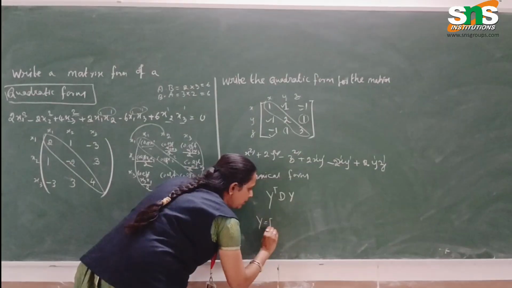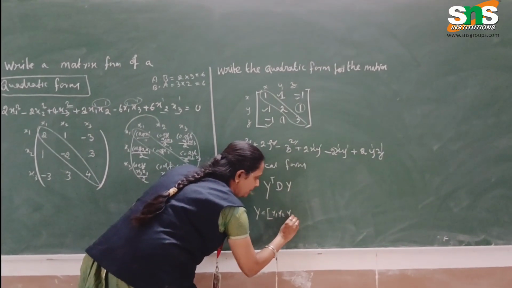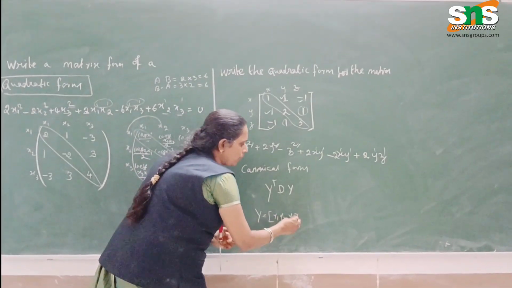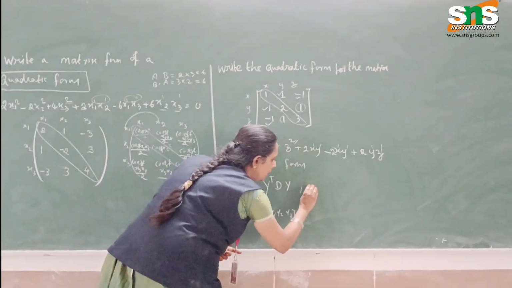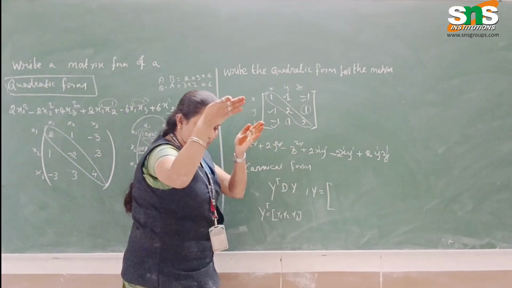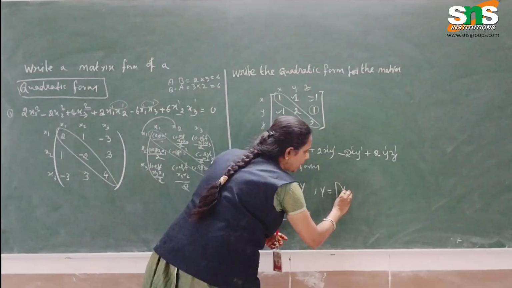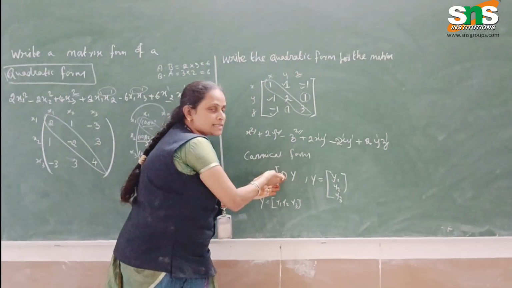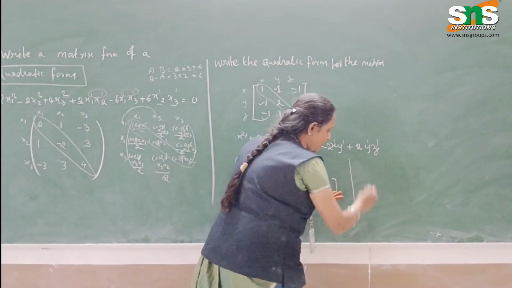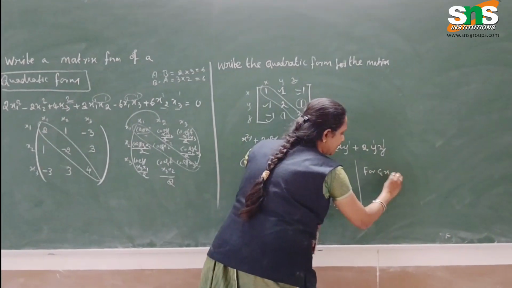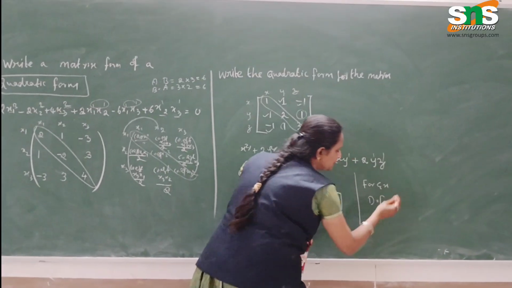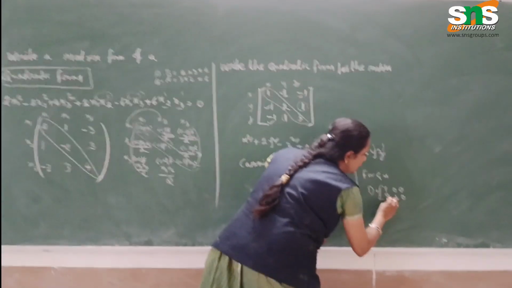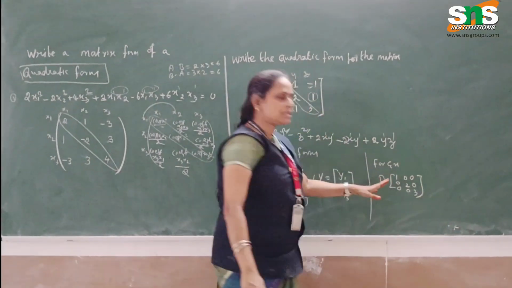So y is nothing but y1, y2, y3. That is, y1, y2, y3 is y transpose. What is y? First we write the column y1, y2, y3. So this is our y. This is our y transpose. This is our diagonal matrix. In this diagonal matrix, for example, D equals 1, 0, 0, 0, 2, 0, 0, 0, 3, for example. Okay. So this is our diagonal matrix.